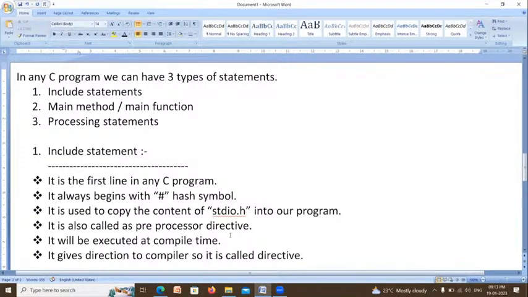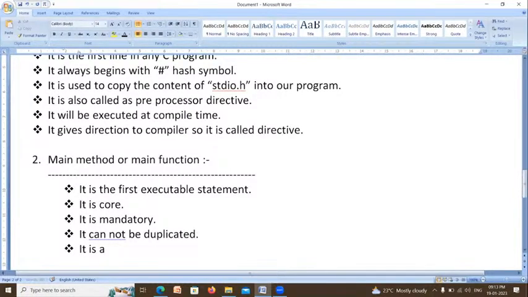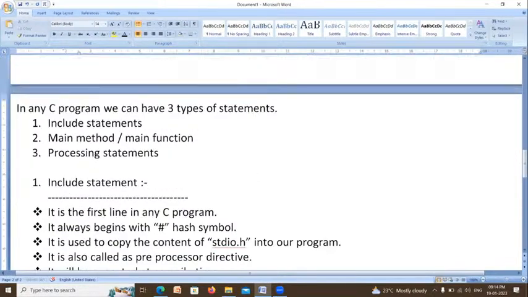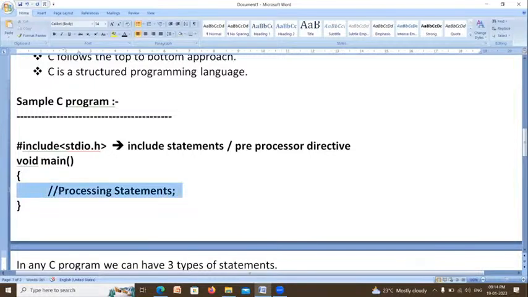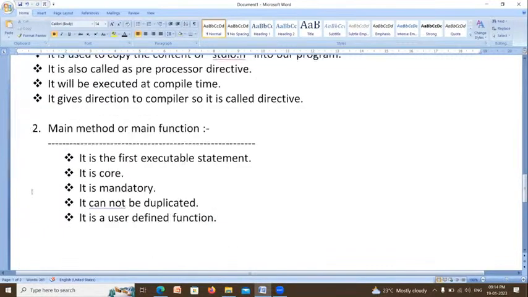Now, it is a user defined function. User defined means user, that is you and me, have to define that function. We have to write the code for that function. So it is called a user defined function. The meaning of this is you have to write the code in this function. We can write the main function in 6 models. It has 6 models.